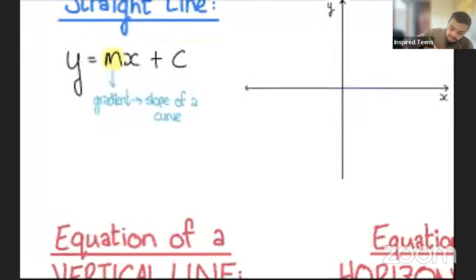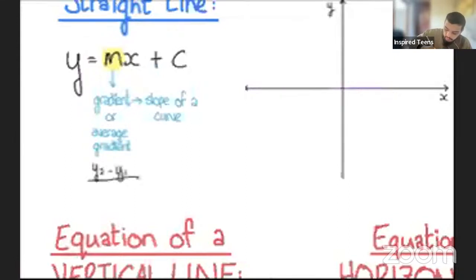Please keep in mind for this section, you have to know it as gradient or average gradient. Gradient of a straight line is constant, that's fine because it's a straight line. However, in certain questions you'll be dealing with a parabola graph, and they'll ask you to calculate the average gradient, and it uses the same formula. That formula is y2 minus y1 over x2 minus x1. This is the gradient formula.